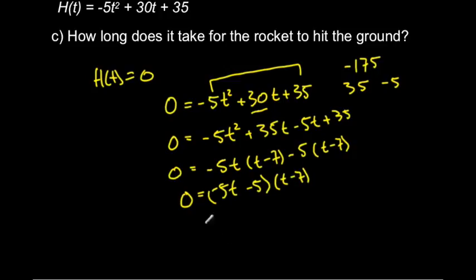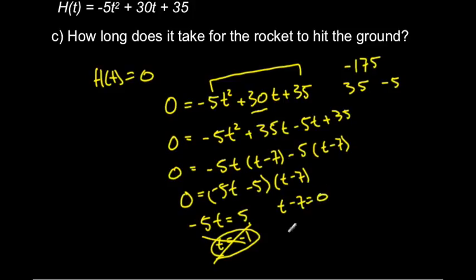So when we set these equal to 0 again, we'll have minus 5t equal to 5, t is equal to -1. We can't have a negative number here because it's in respect to time, so we're going to cancel this out and not use this. The other one we'll have is t minus 7 equals 0, t equals 7.